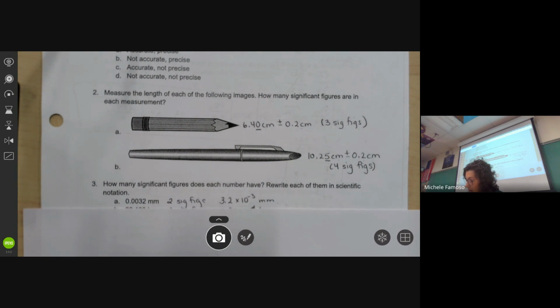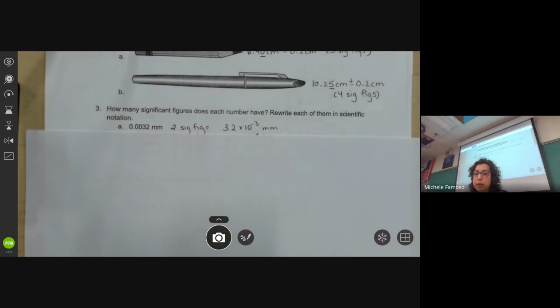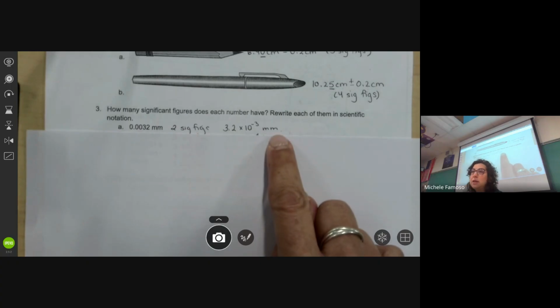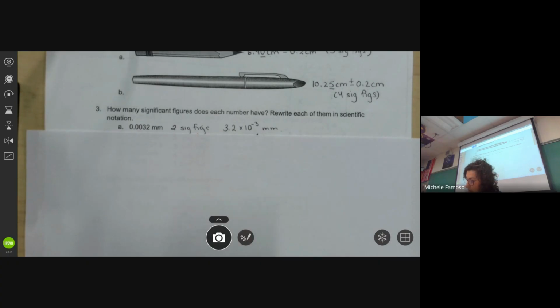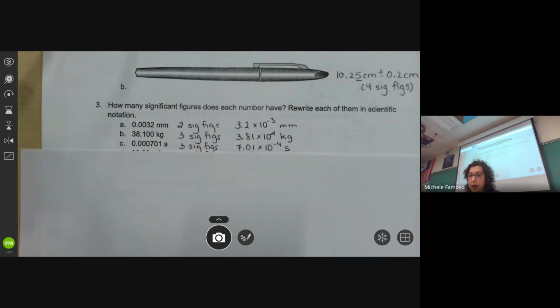Number 3A has 2 significant figures, and in scientific notation, that would be 3.2 times 10 to the negative 3 millimeters. You do need a unit at the end of every number that you record. Letter B, that is 3 significant figures, and in scientific notation, that is 3.81 times 10 to the 4th power kilograms. Letter C has 3 significant figures, and that is 7.01 times 10 to the negative 4th power seconds. Again, make sure you're ending all of these answers with the unit, seconds.